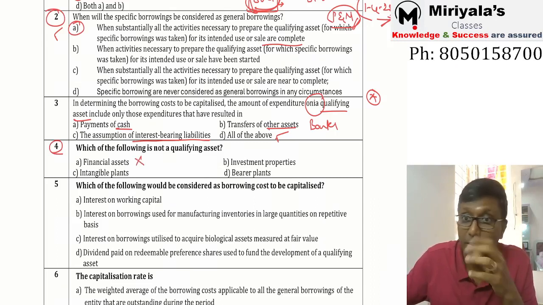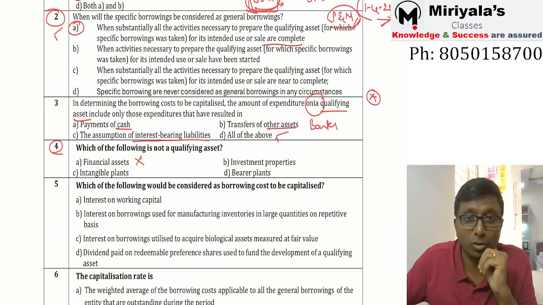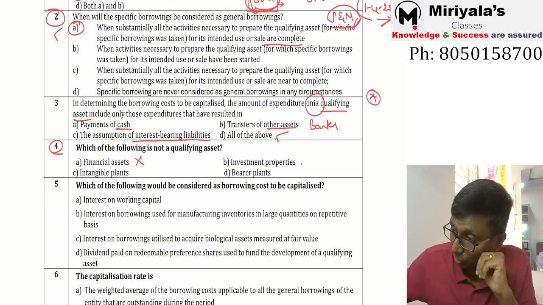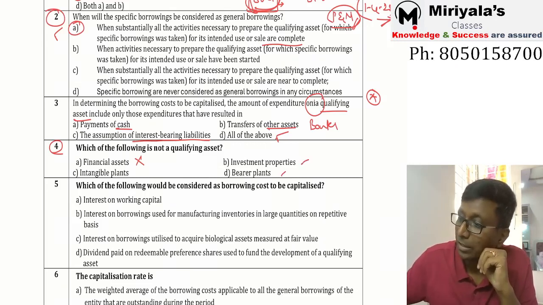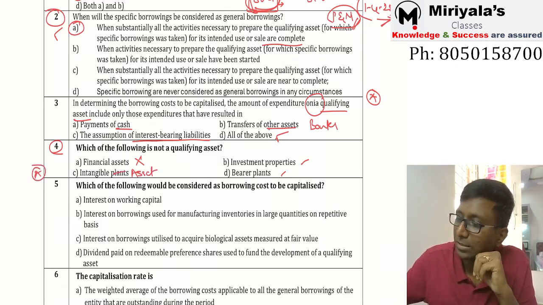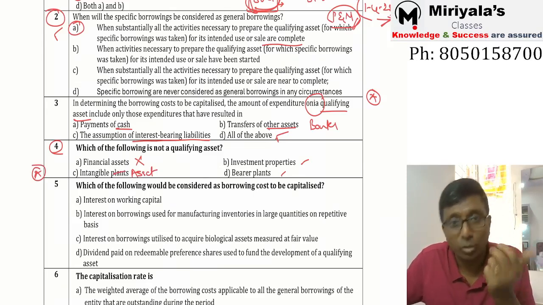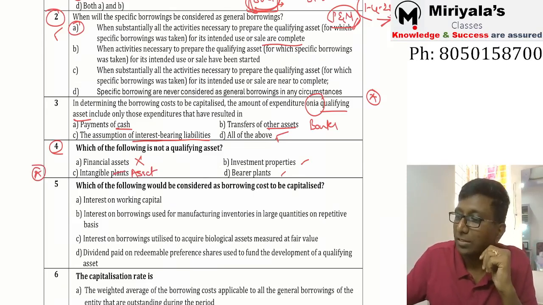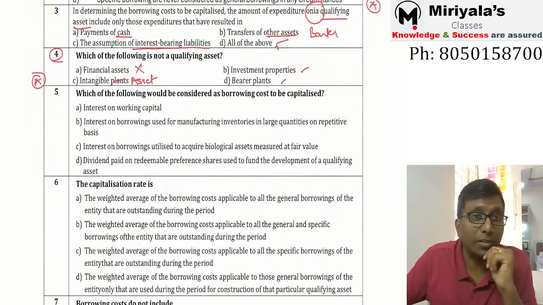Now, investment property is a building which may take a good amount of time. Bearer plant, yes, without doubt it is. Now, intangible plants, what is that? It must be intangible assets or something, my dear. Yes, intangible asset also can be a qualifying asset. Financial asset obviously cannot be a qualifying asset.